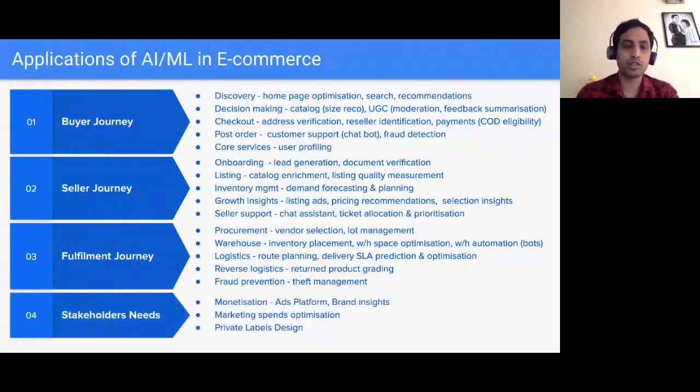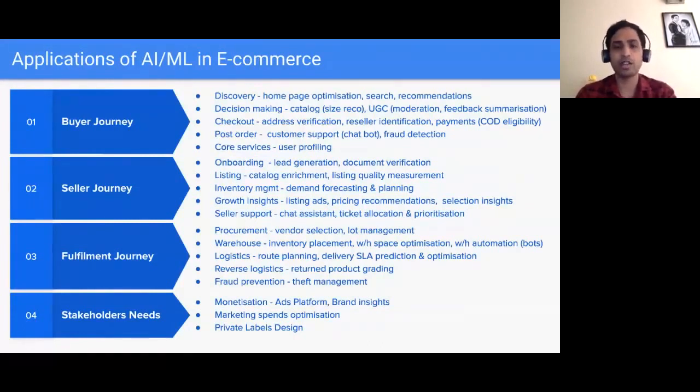Also, last but not the least, it's about solving a lot of stakeholder needs. To give you an example, we spend on marketing Flipkart, on social digital marketing, physical marketing. How do you optimize the spends? How do you get the best ROI out of those spends?